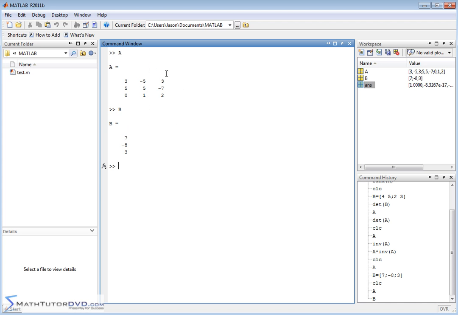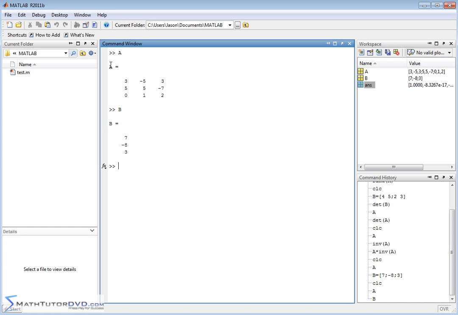This is another way of writing a system of equations. If you can imagine matrix B being over here as another column, it should look familiar, because I used this system of equations in a previous lesson. A is what we call the coefficient matrix. So this represents 3x minus 5y plus 3z. This represents 5x plus 5y minus 7z, and so on for the third row. And then the B matrix represents what's on the other side of the equal sign.